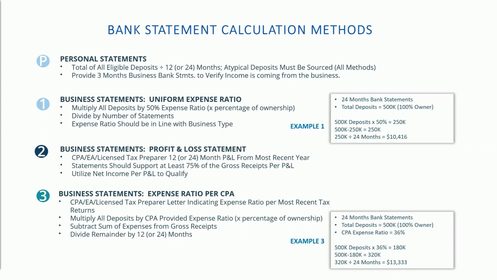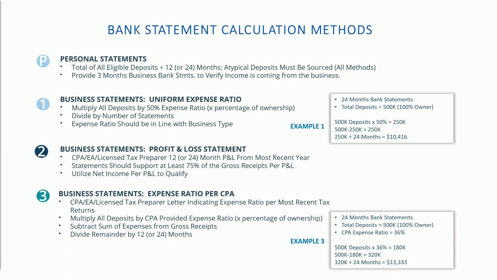And the 1099 is exactly the same. The difference is on 1099, we have a 25% flat expense ratio. So that one is a little more aggressive, right, than our bank statement loan. Business statements, number 2 is a P&L. So it does need to be prepared by a CPA or a licensed tax preparer for the same time frame as our bank statements and or our 1099s that we're using.